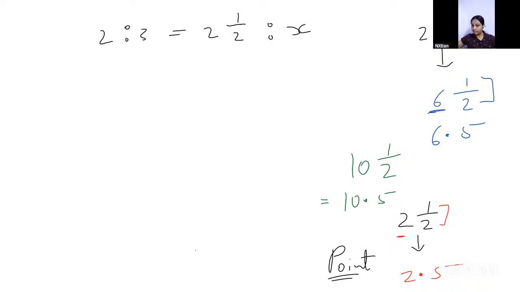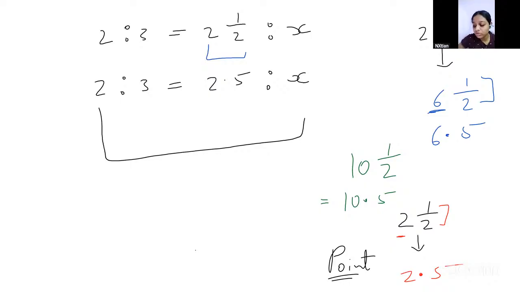So Joshua, now do it further. Whenever we have a fraction, we first have to convert it into decimal. So now I will write it like this: 2 is to 3 equals 2.5 is to x. Now I will multiply the outside numbers together and the inside numbers together.